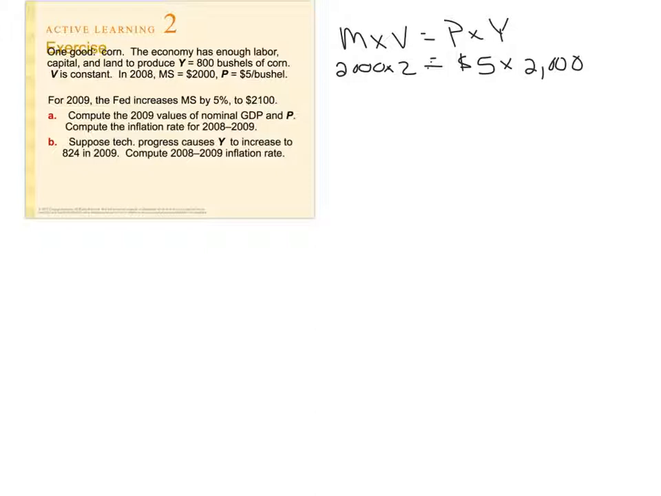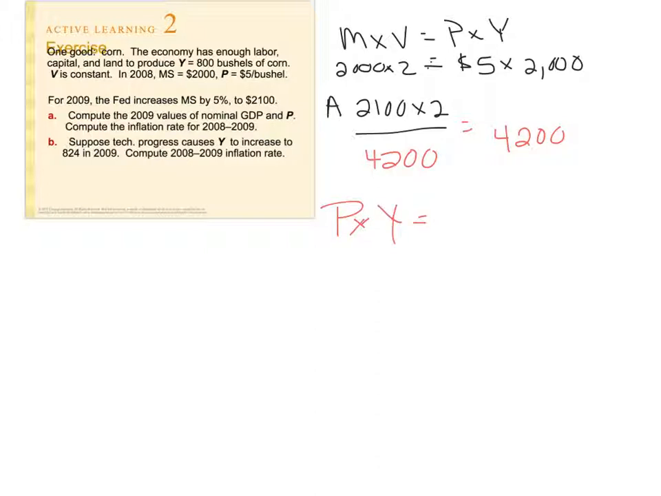Then we have scenario A, and scenario A basically says the money supply increases by 5% to 2100. We still hold velocity constant at 2, so that now gives us a new answer of 4200. That also must mean then that nominal GDP becomes 4200. So we know that P times Y is going to equal 4200.